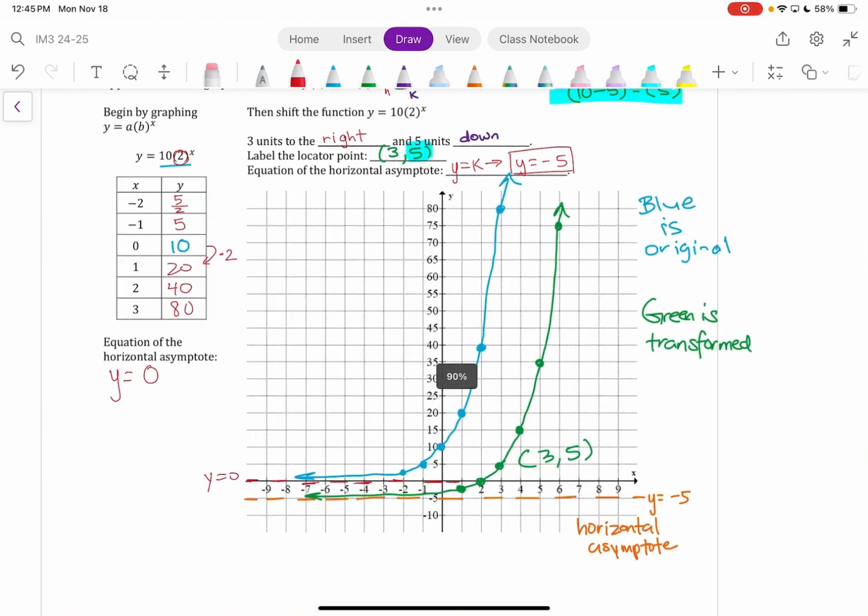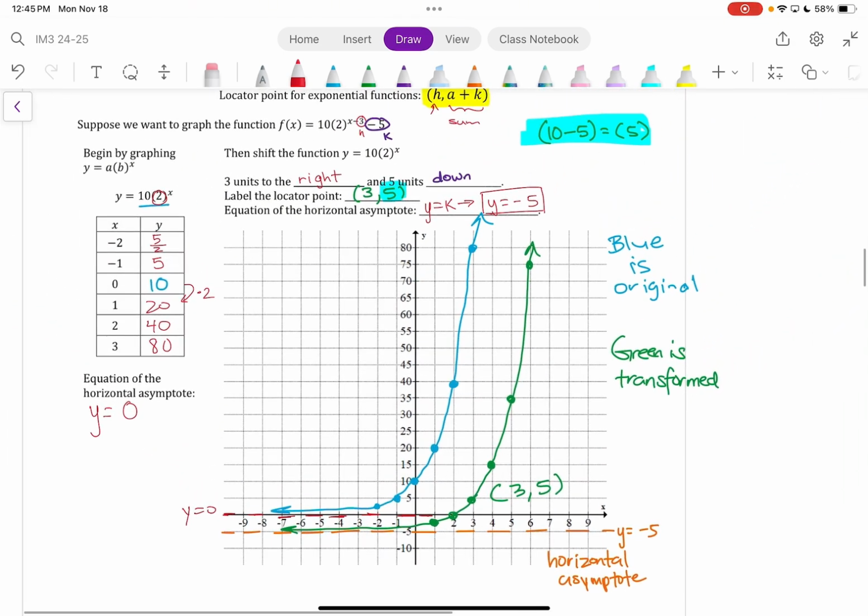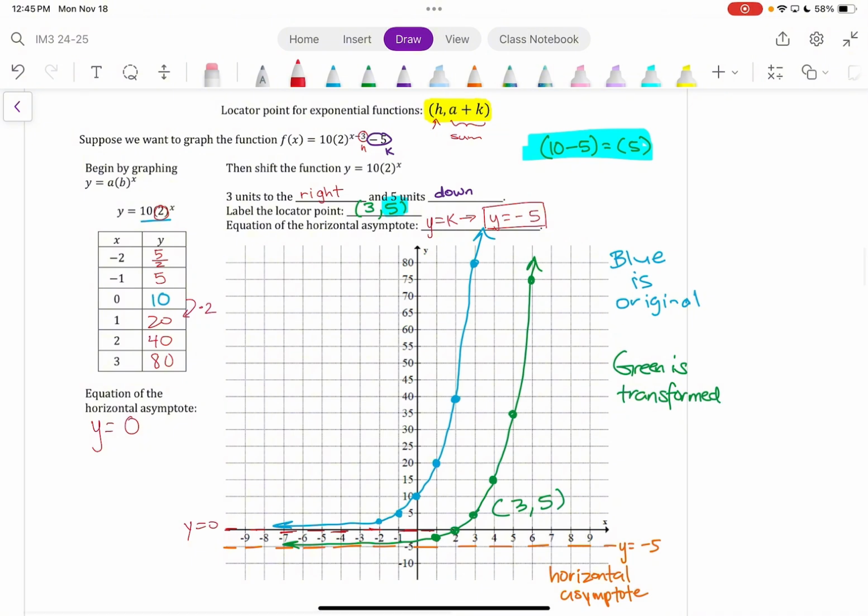We'll go over one more example, and then I'll leave one up to you guys. Are there any questions before I move on? Okay. Then let's move on to the next example.